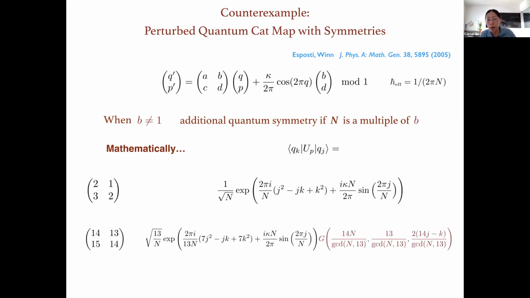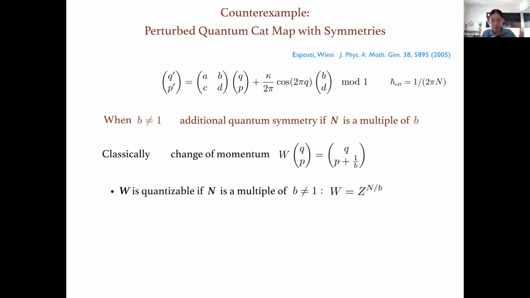But for this guy, it will become more complicated. So you don't need to worry about the details. You just need to know that this comes from the original cat map. This is the shear kappa. And there will be an additional Gauss sum function, this G function, just at the end of this expression. And it's related to the greatest common divisor between N and 13, B equals 13. So this G function won't be there if B is 1. The greatest common divisor between N and 1 is 1, so G will disappear. But because B is now not 1, and when N is a multiple of 13, this G function will have a non-trivial contribution to my time evolution operator, leading to the existence of symmetry. So this is just the mathematical side of things.